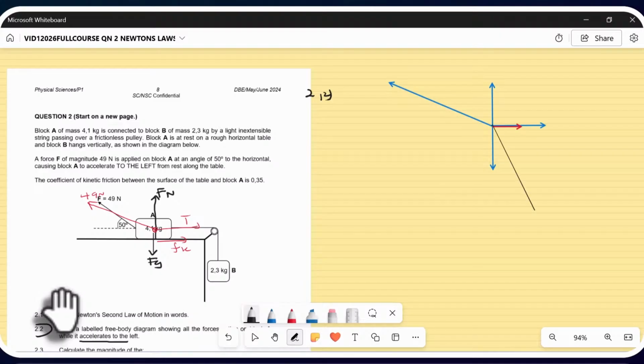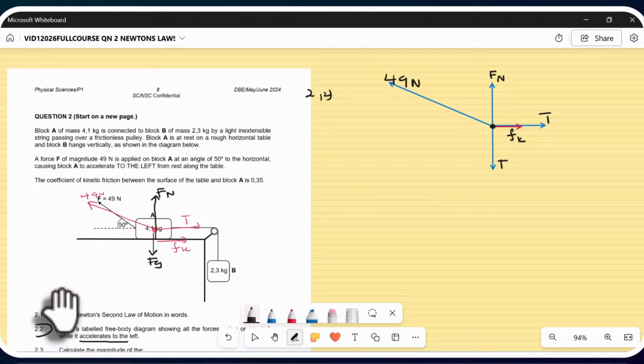Now this diagram must be labeled. So here we have the normal force, which is F normal. And then we have the applied force, which is 49 at an angle. If you know the value, just put 49, or you can say FA, meaning F applied. Then we have the tension force T here. Then we have the kinetic frictional force. Then we have the weight, which we call Fg in this case. Hope we are together.